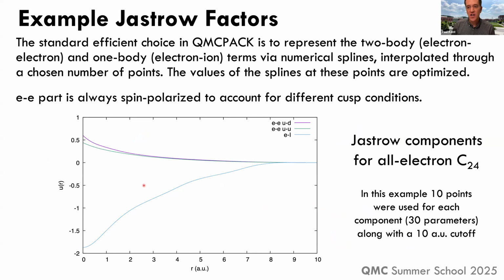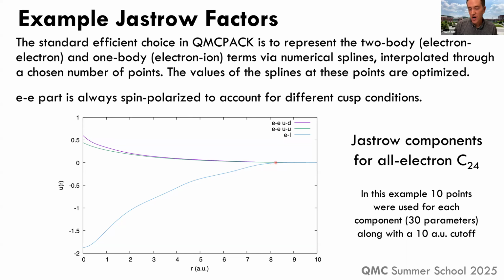What do those look like? Well, I've plotted here the examples of the up spin, the up down, and same spin electron pieces grabbed from a particular run of the carbon-24 fullerene in QMCPACK shown here. That's the purple and the green. So this is the value of the radial part of those functions against distance. And we see they have some initial value and they trend smoothly towards 0 here by about 8 atomic units.